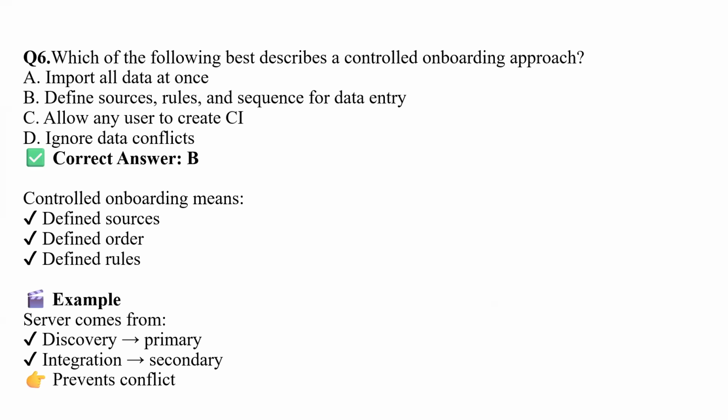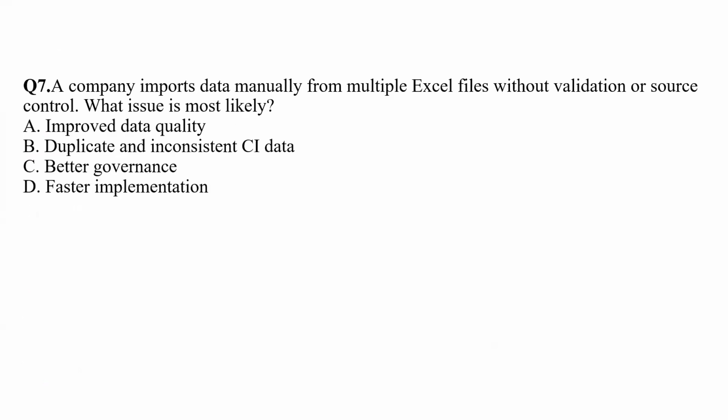Controlled onboarding means, what are the control measures? Define proper sources, order, and proper rules. For example, for the rules, a server comes from the discovery. This is the primary source, and then integration is the secondary. We can assign the rules like this, and that prevents conflict.